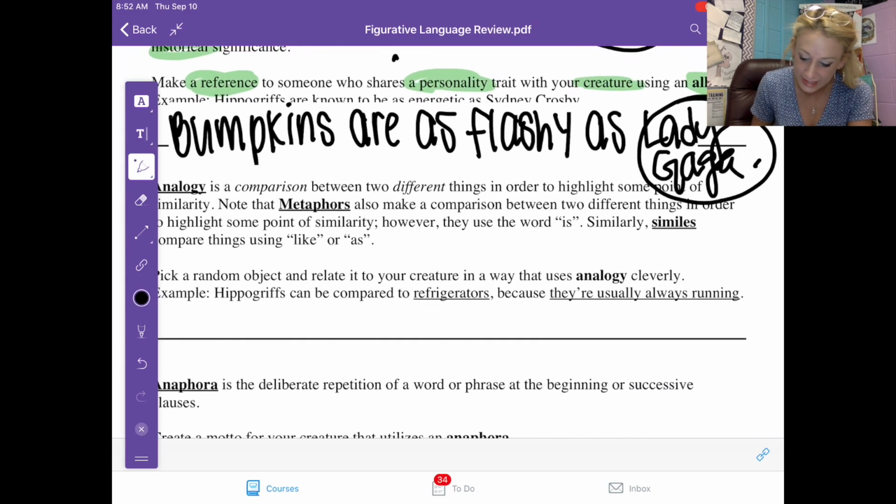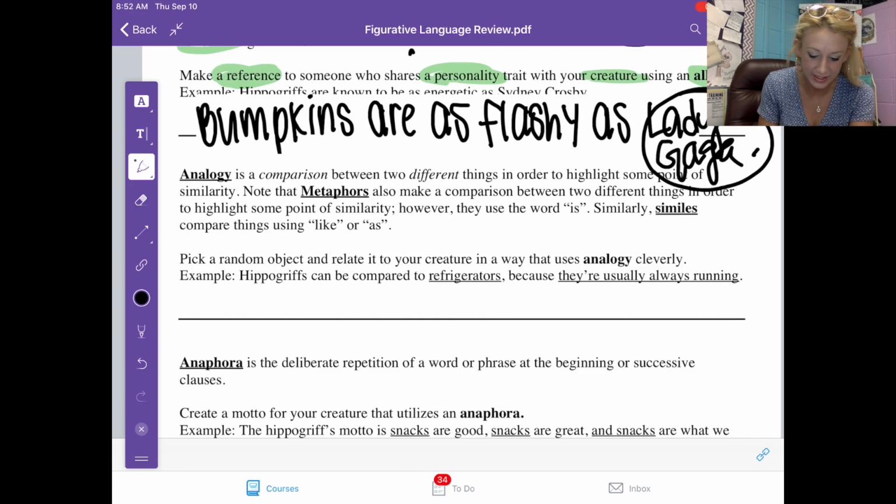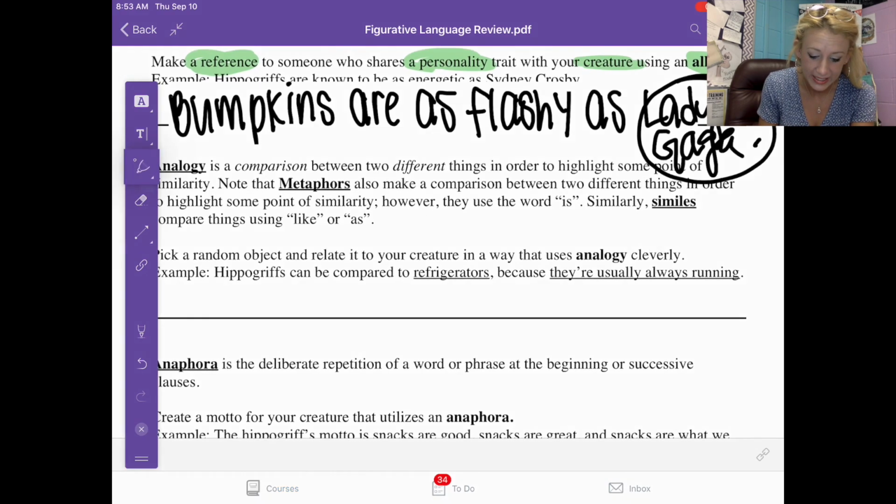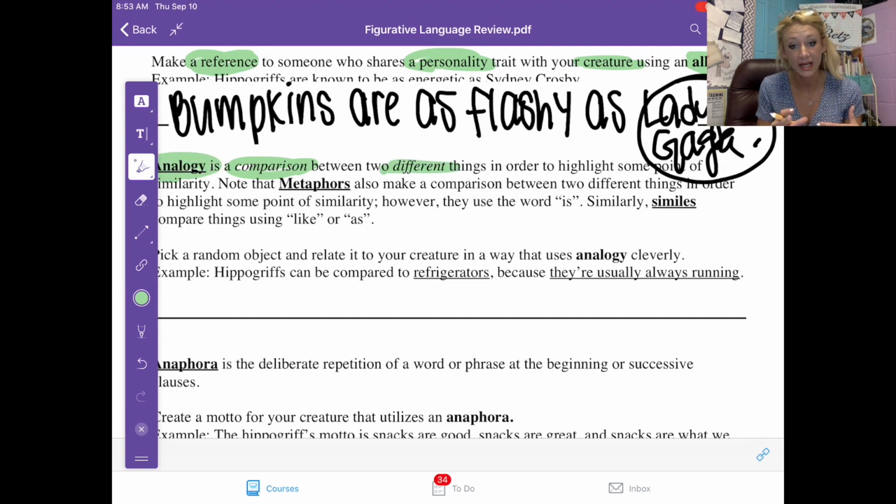Okay, next we have an analogy. An analogy is a comparison between two things that are different, but there's a similarity that's highlighted between them. We have two types of analogies. Analogy is the big umbrella, and underneath of it we have two subcategories.